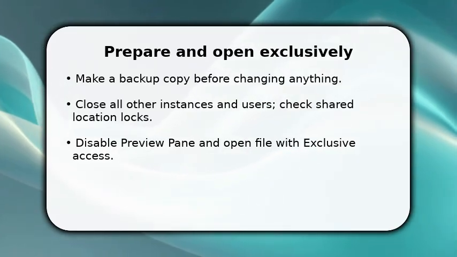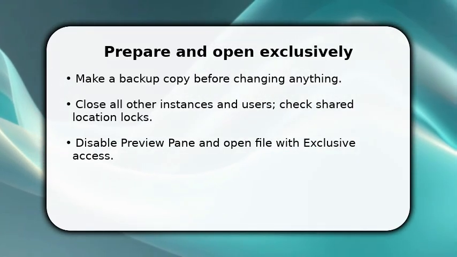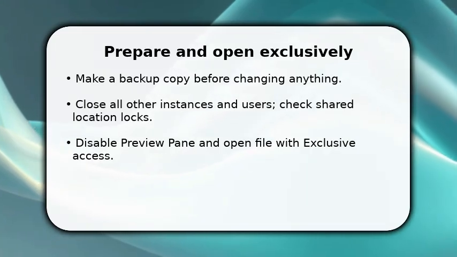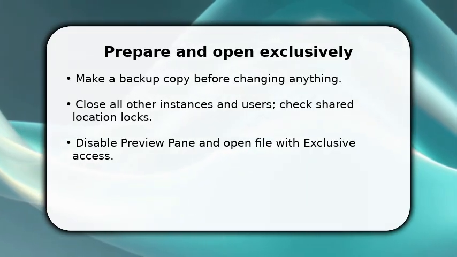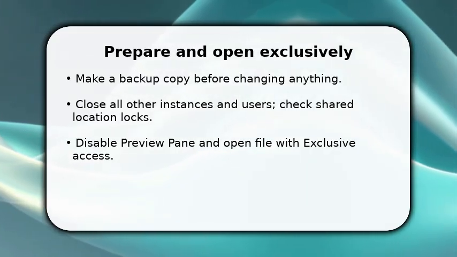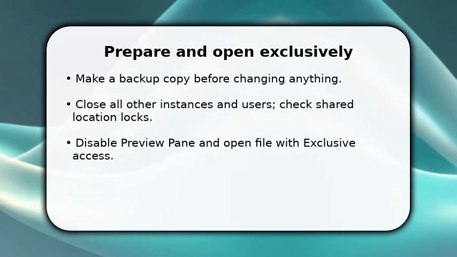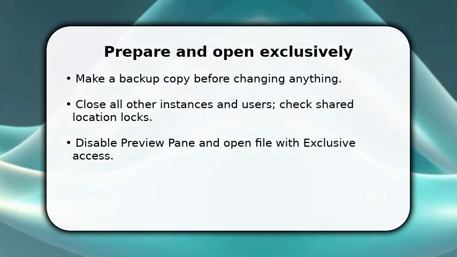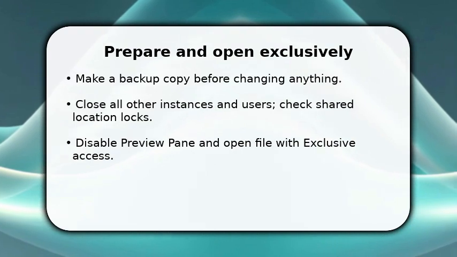Next, turn off the Explorer preview pane and any syncing client that might lock the file. Then open Excel via File Open, select the workbook and choose Open with exclusive access. This prevents another process from grabbing the handle while you fix sharing settings.